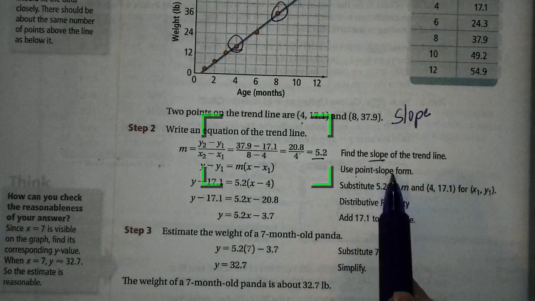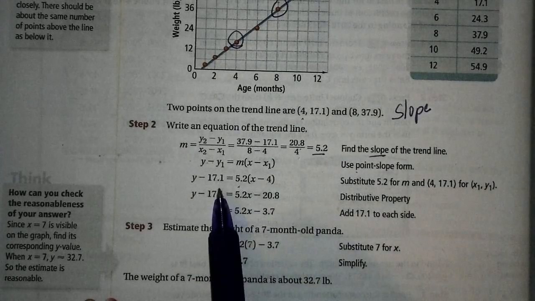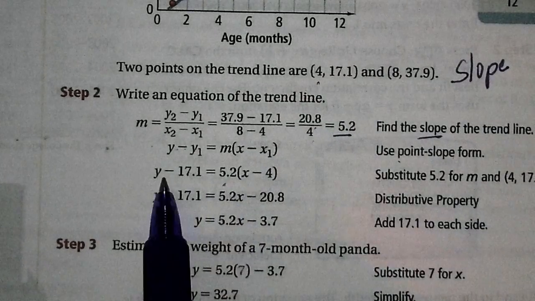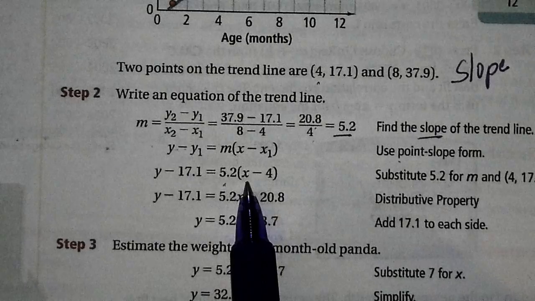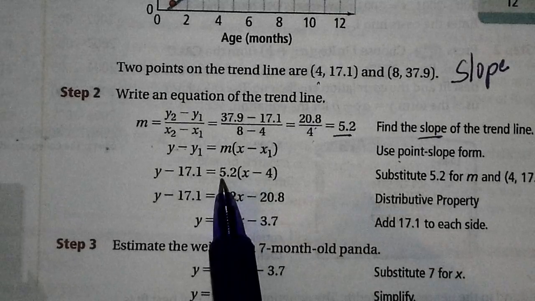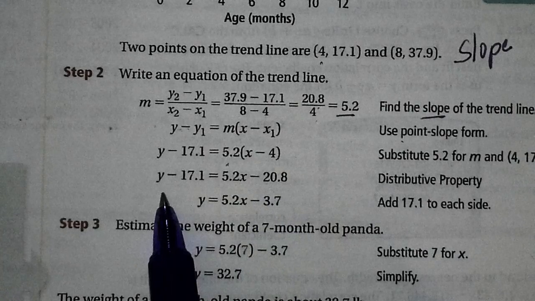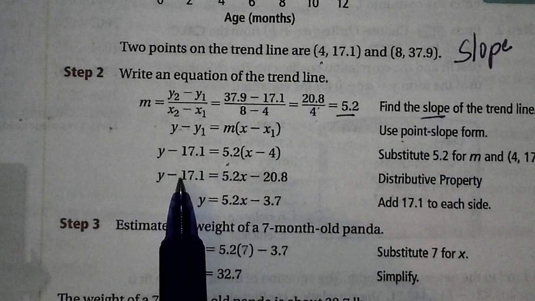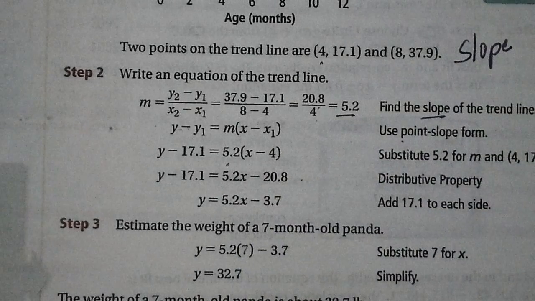Then you're going to use the point-slope formula, because we know the slope and we know one of the points. We actually know 2 points, so we're going to substitute that in. Slope is 5 and 2/10, so y minus 17 and 1/10 equals 5 and 2/10 times x minus 4. Distribute 5 and 2/10 times x, 5 and 2/10 times 4. Solve the equation. We're going to add the 17 and 1/10 to the 20 and 8/10, so that gives me negative 3 and 7/10.